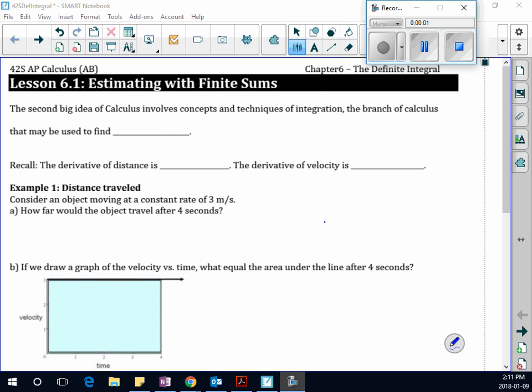Big idea, this is exciting, we're starting it today. The second big idea of calculus involves concepts and techniques of integration. The branch of calculus that may be used to find area.